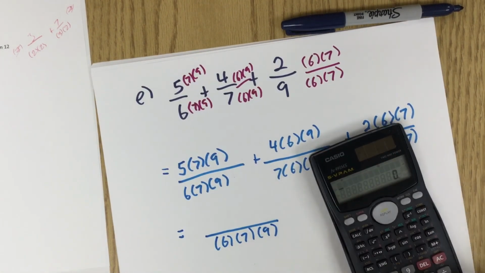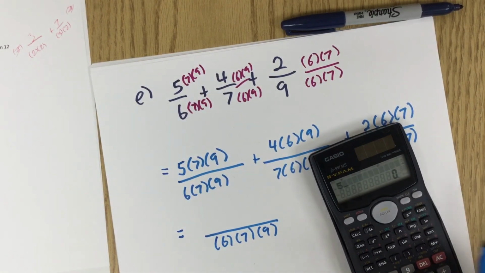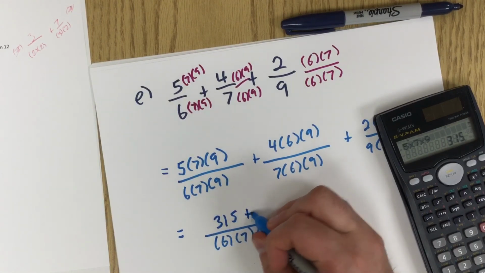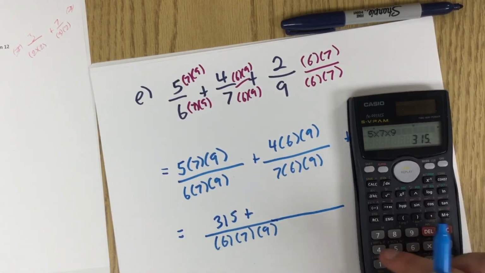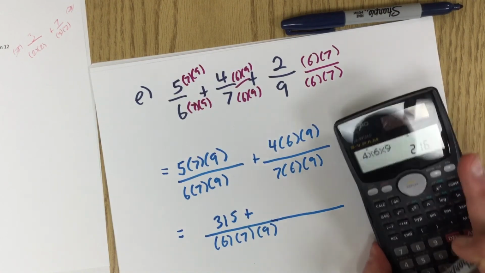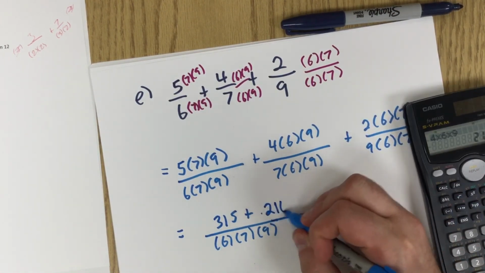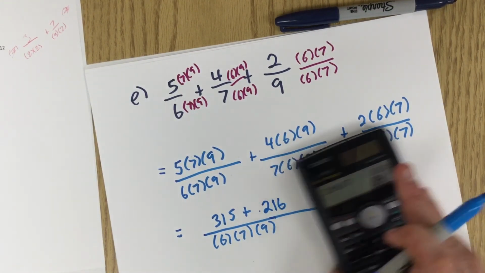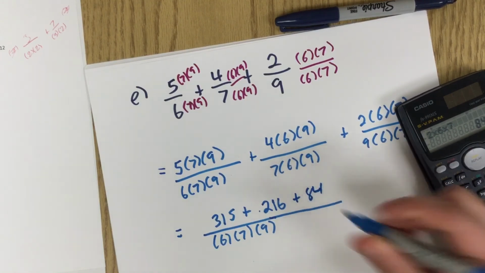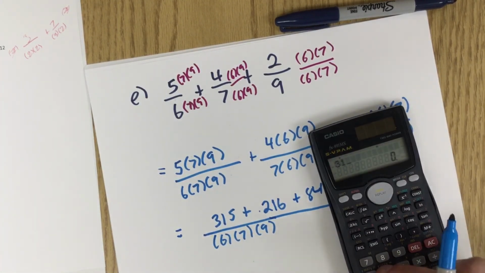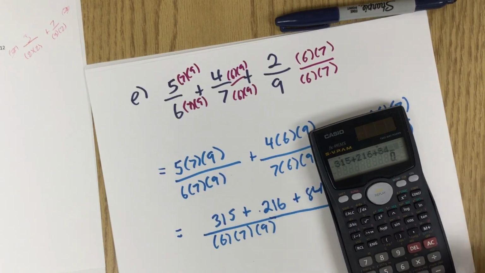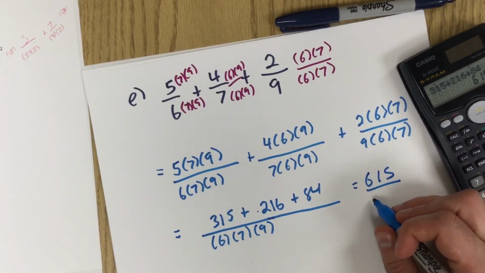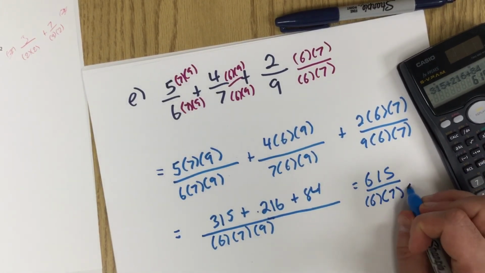And then we can actually plug it in. So we get 5 times 7 times 9 is 315, plus 4 times 6 times 9 is 216. And that's 84, I think, 2 times 6 times 7. Ooh. And putting that all together, we get 315 plus 216 plus 84 is 615 over 6 times 7 times 9.